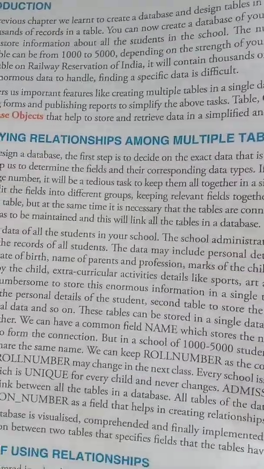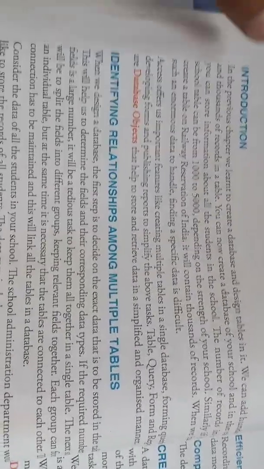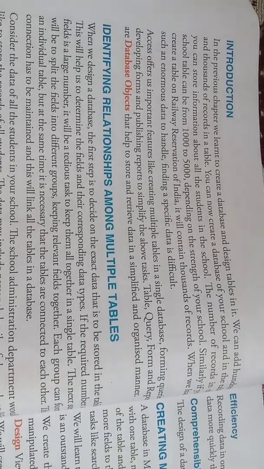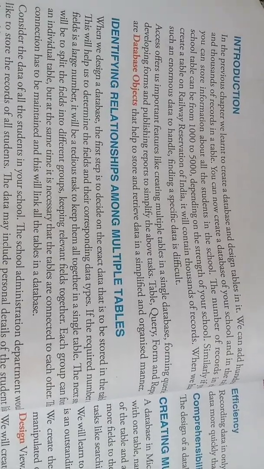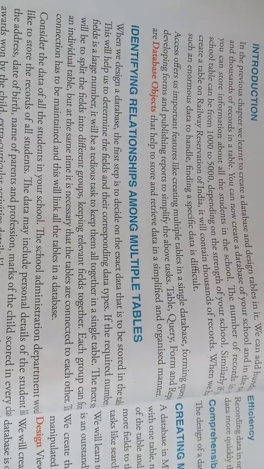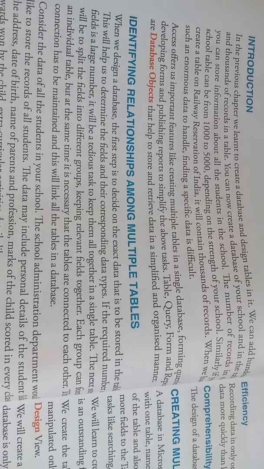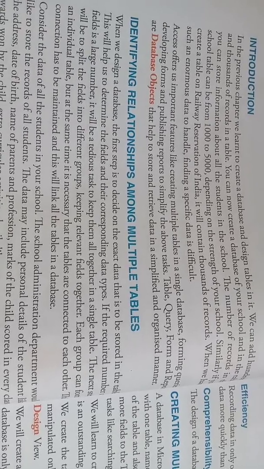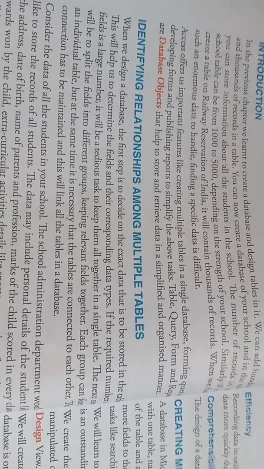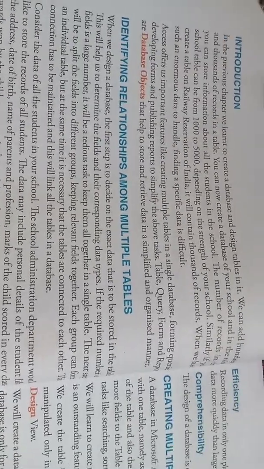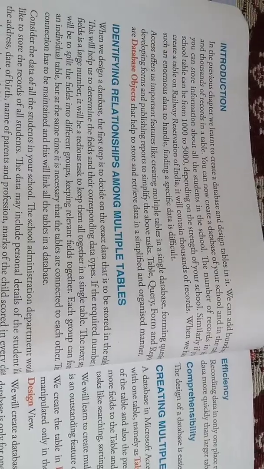So students, now in this chapter, in the introduction part, in the previous chapter we have learned to create a database and design tables in it. In the previous chapter, means before this chapter, we have learned how to create a database and design tables. Design means whenever we give a table a look, that type of look is called designing a table, right? We can add hundreds and thousands of records in a table.